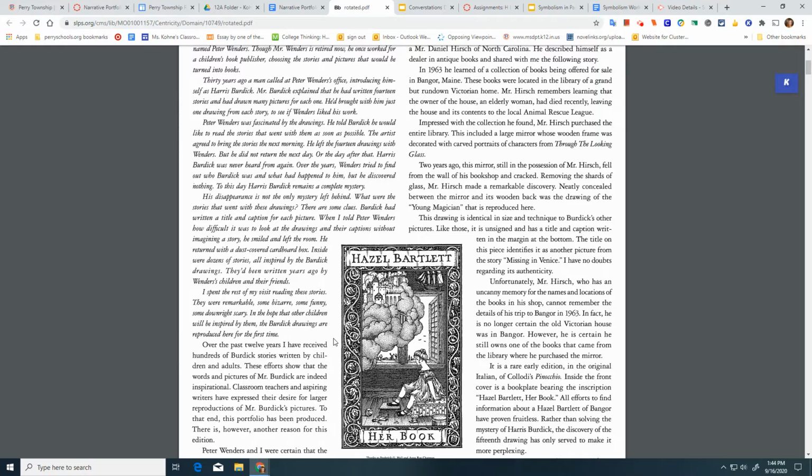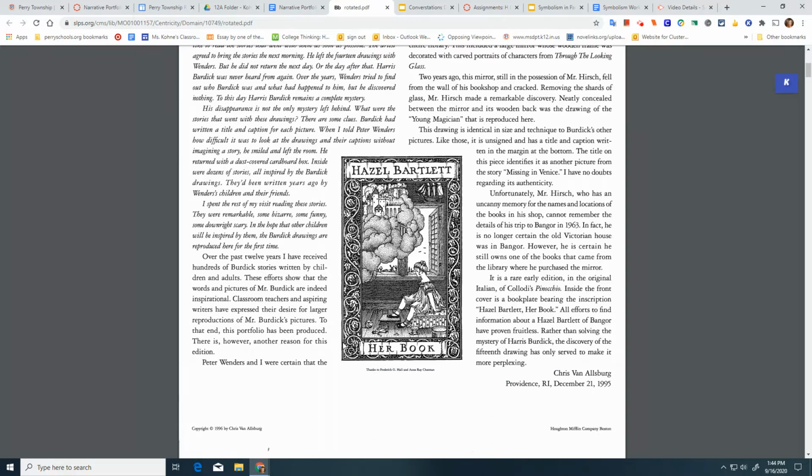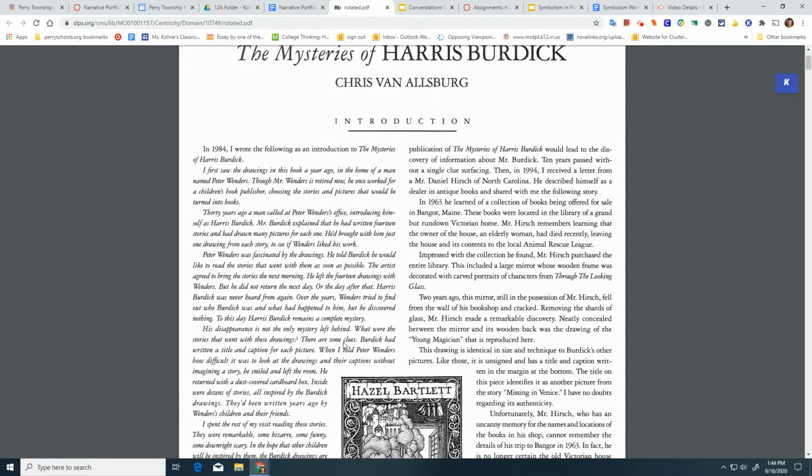Burdick's pictures. To that end, this portfolio has been produced. There is, however, another reason for this edition. Peter Wenders and I were certain that the publication of the Mysteries of Harris Burdick would lead to the discovery of information about Mr. Burdick. 10 years passed without a single clue surfacing.